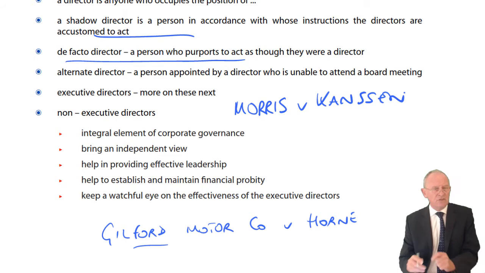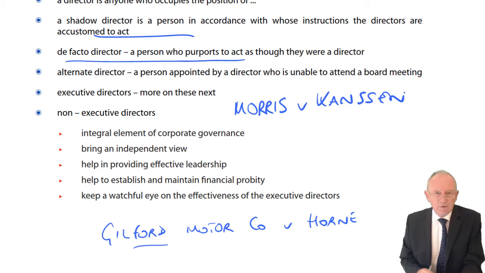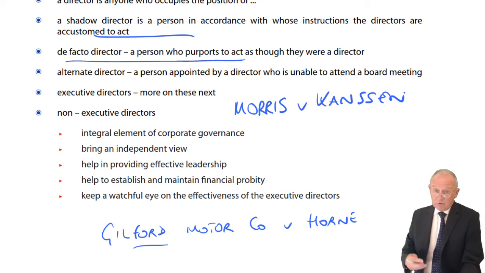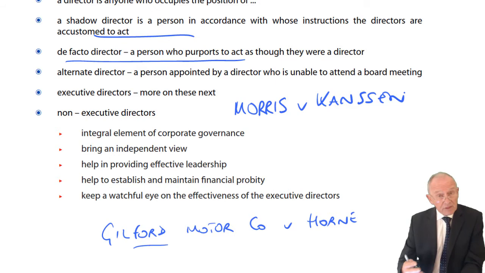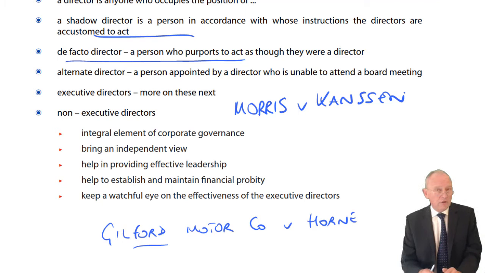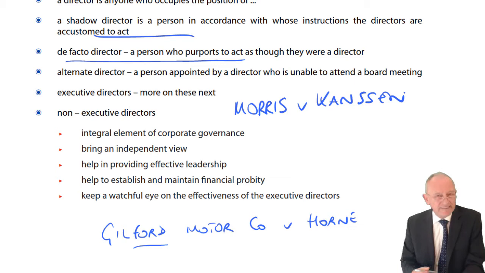I think, from memory, it must be 15 years since I've mentioned Morris and Canson. I think Morris and Canson is an illustration of a de facto director, even though there was some default or defect in the appointment of him as a director, so he was never actually officially appointed as a director. Nevertheless, the other directors allowed him to carry on as though he were a director. Therefore, the company is liable because the third party can assume that he is a director.